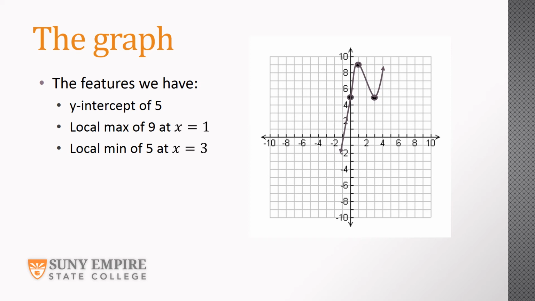Now that we have done all the background work, let's sketch our graph. We plot the points for the y-intercept of 5 and the local extremes at 1, 9, and 3, 5. Connect the points with the appropriate concavity, and we have a perfectly serviceable sketch of f of x equal to x cubed minus 6x squared plus 9x plus 5.